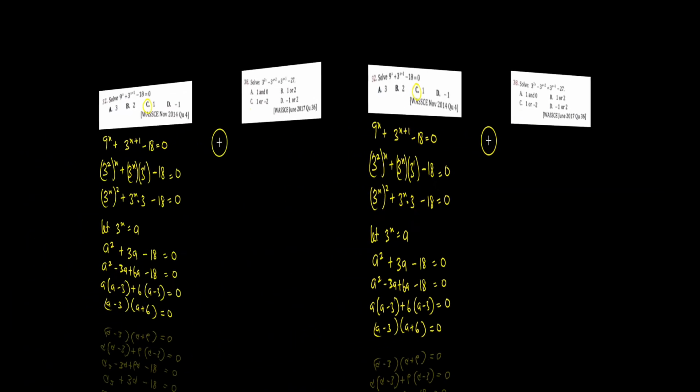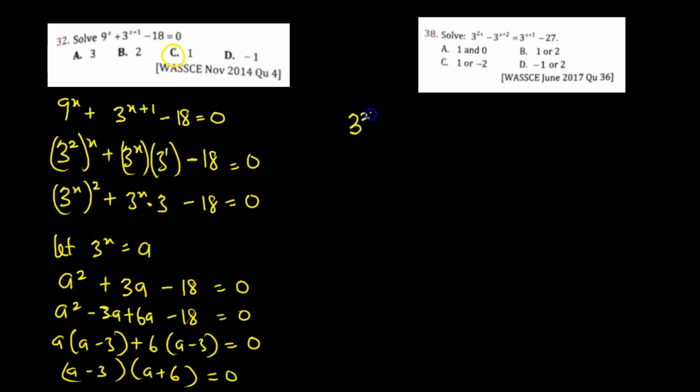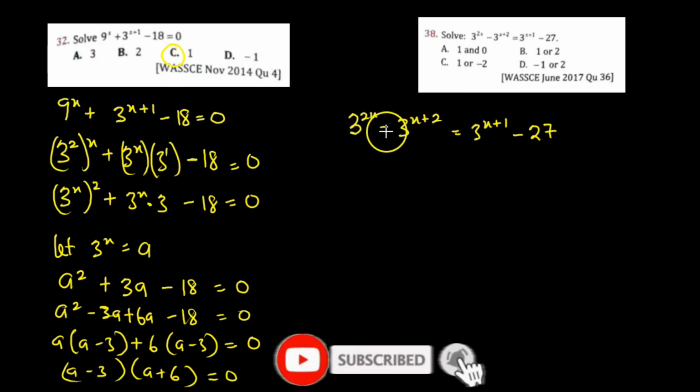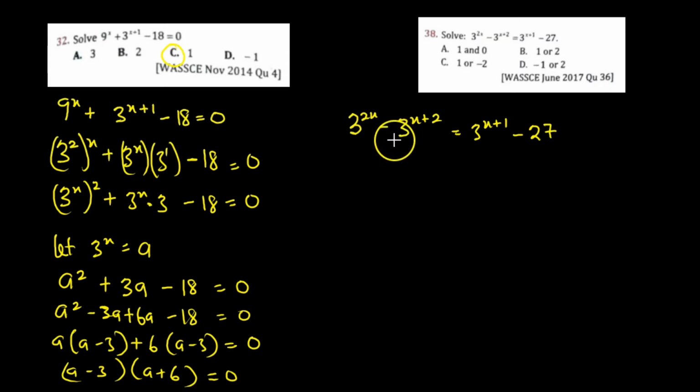Now, we are solving for 3 to the power 2x minus 3 to the power x plus 2, and this must be equal to 3 to the power x plus 1 minus 27. In the same way, it's similar to our first equation that we solved. This is the type where you cannot merge them, because the exponential functions are either adding or subtracting. So we can never add or divide. Hence, what must we do?